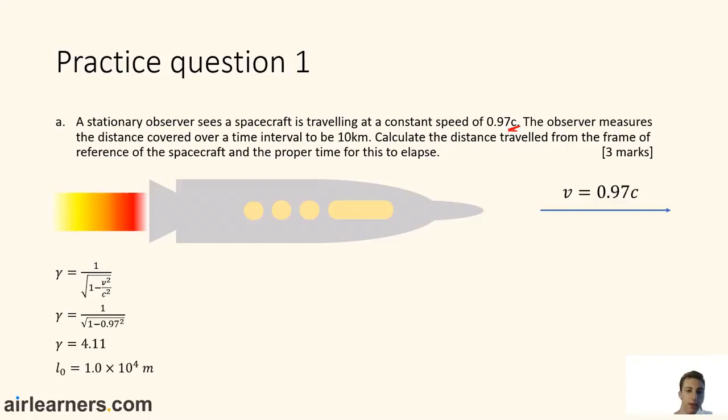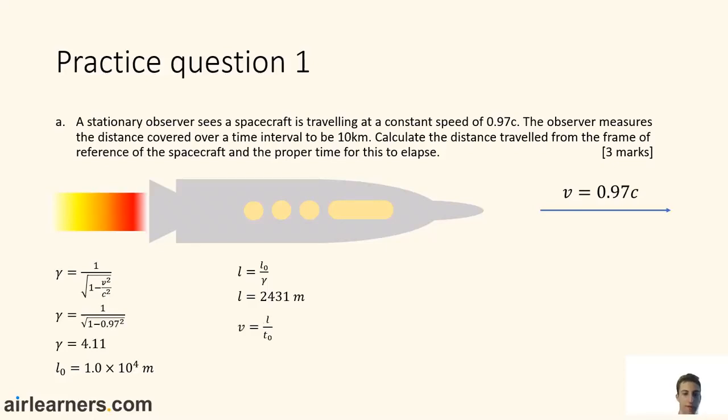Our proper length is 10 kilometers. That's the scientific notation for it. And our contracted length, which is what it will be from the frame of reference of the spacecraft, we can say is 2,431 meters. Now that is 4 significant figures, so when we finish off our answer, after we find the proper time to elapse, then we will shorten that to 2 significant figures.